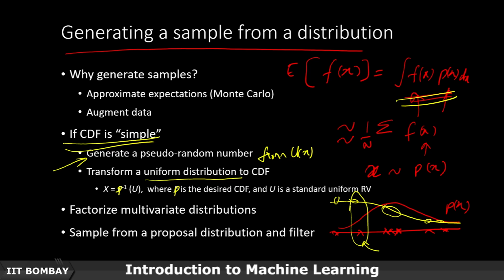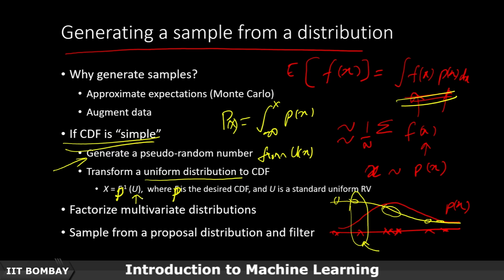So what is capital P? Capital P is nothing but the integral of the small p from minus infinity to x, so this is the cumulative distribution function. So if we can take the inverse of the cumulative distribution function P, okay, that's all we need to do for samples generated from a uniform distribution.